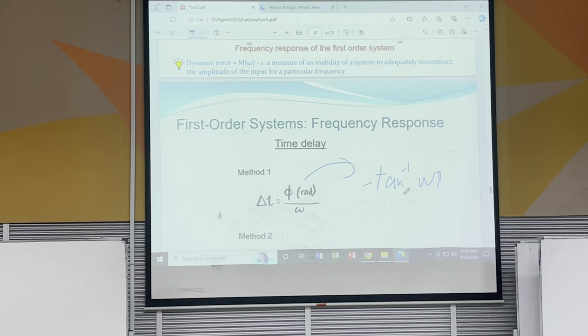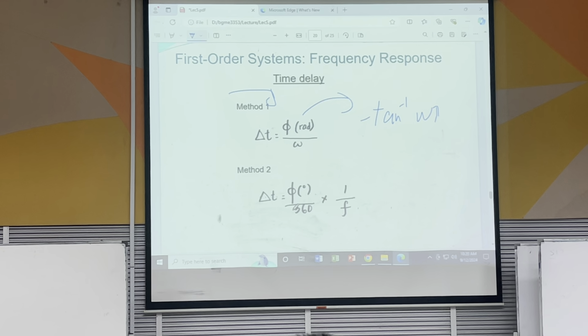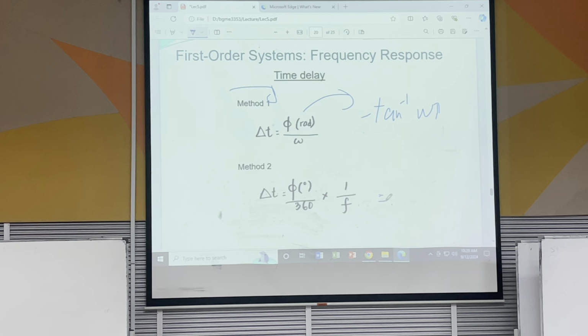The second method is where you set your calculator in degree mode, so you will get a value, let's say 90 degrees or something like that. So you divide it by 360, then multiply by 1 over f. That's the difference between these two methods. So it's up to you which one you want to use.